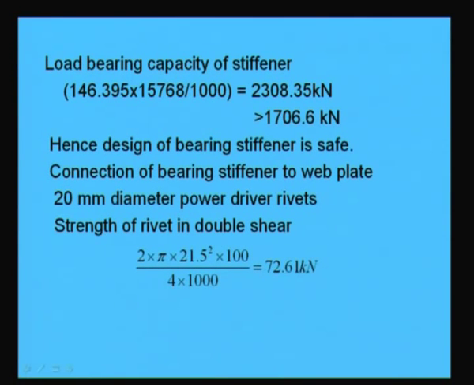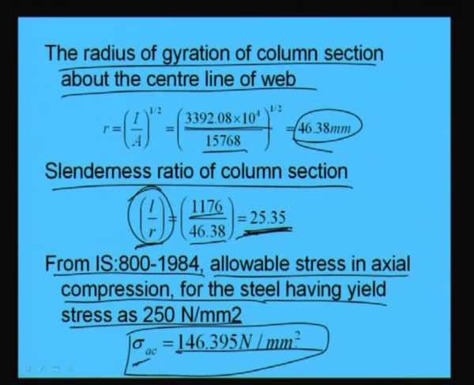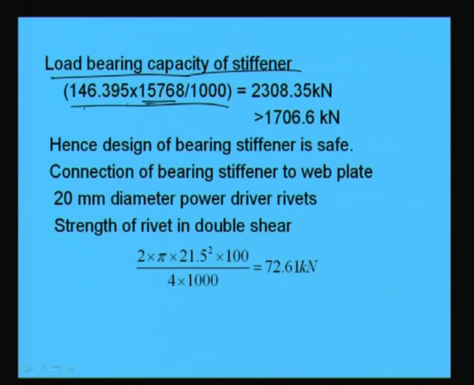So, load bearing capacity of stiffener can be found out from this formula, that is 146.395 whatever given here, right. Then this is the sigma AC into area. So, this value load bearing capacity is becoming 2308, which is greater than 1706.6 kN. So, it is okay, that means the design of bearing stiffener is quite okay.